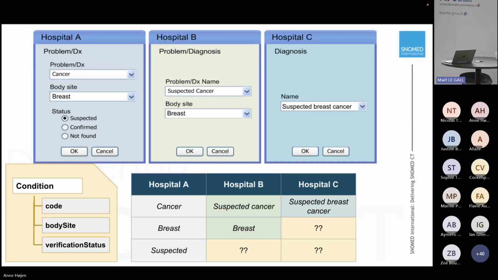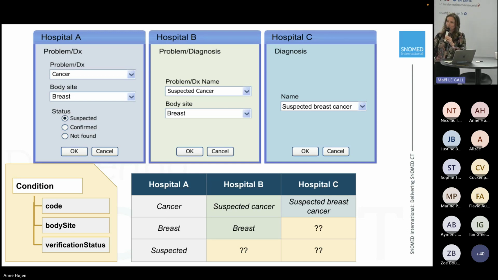Hospital B, they are part of the way. They have a problem and a body site. So they put in suspected cancer, breast, and then they don't have the verification status. We can see that that's part of this concept. Over here, they only have one field, suspected breast cancer, that's the code. We don't have the value for the body site or the verification status.